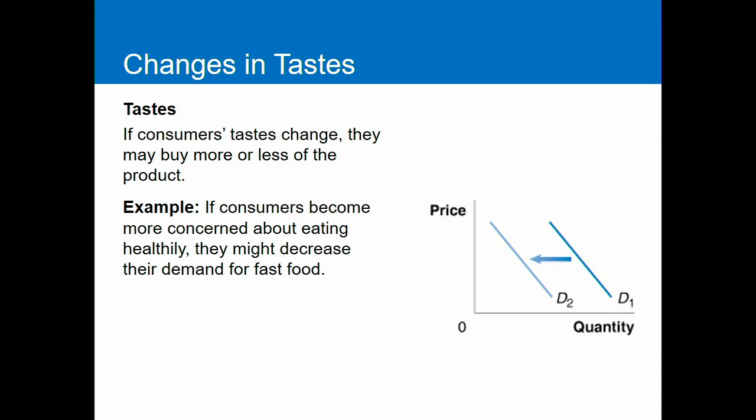All right, so for an example, if consumers become more concerned about eating healthy, they might decrease their demand for fast food. They want to move to healthier options. So the demand curve for fast food is going to shift to the left. This is an example of a change in taste of preferences.